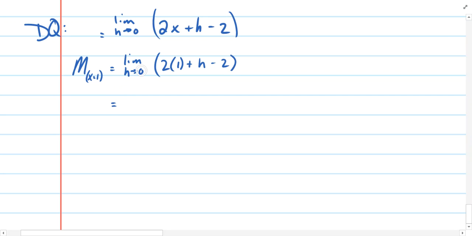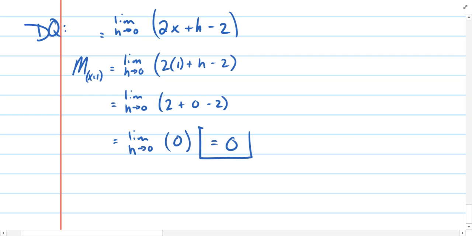And since we can directly substitute, there's no quotient violation or anything like that, we can directly substitute here. This would be equal to the limit as h approaches 0 of 2 times 1, which is 2, plus 0 minus 2, and the limit as h approaches 0 of 0 equals 0. Since h is gone, the limit of this number is that number itself.